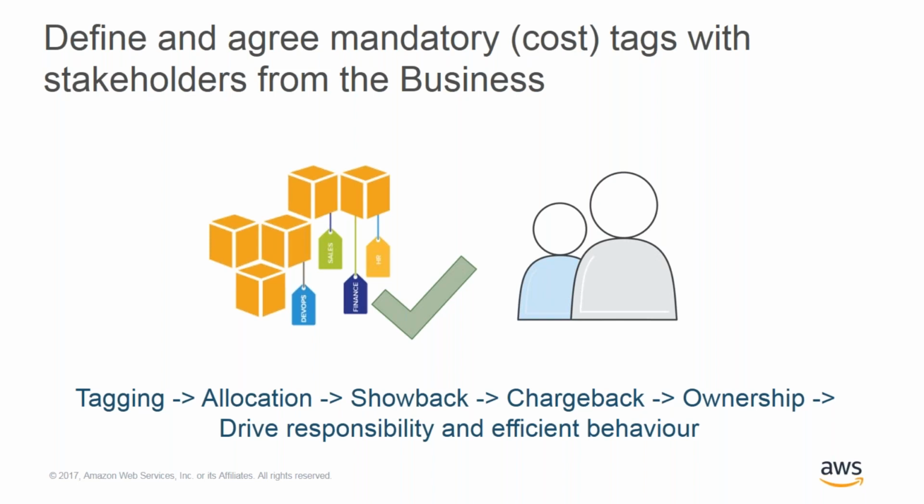And so what tagging lets you do is it drives allocation, so you can see the costs and how they're allocated within tools such as Cost Explorer. It lets you do show back, so it lets you show teams how much they're spending and how much each of their applications cost. It lets you do charge back, so eventually many larger organizations get business units to pay for their IT costs rather than absorb it as a central budget, which then in turn drives ownership and smooths out the drive for optimization and efficient behavior.